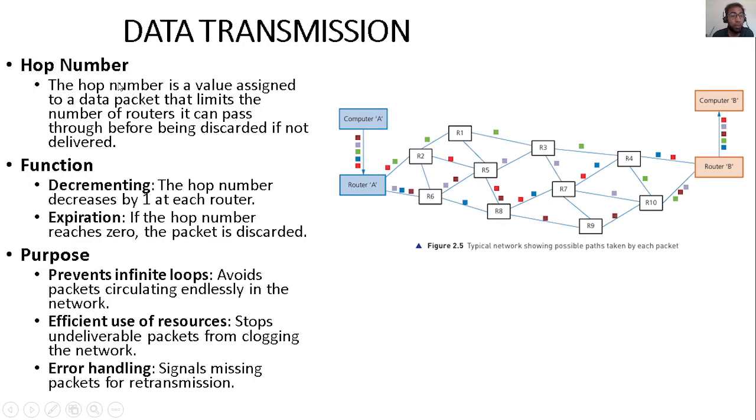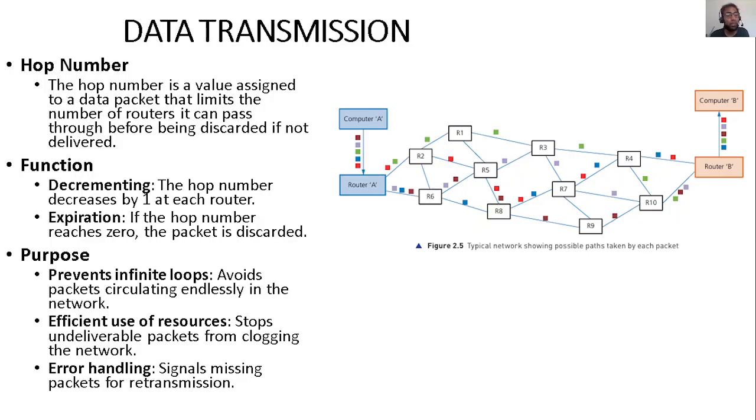Now, hop number is explained again in detail. The hop number is a value assigned to a data packet that limits the number of routers it can pass through before being discarded if not delivered. Basically, the hop number is usually bigger than the number of routers. So if it stays greater than 0, it means it has reached its destination. Once it reaches 0, it means it has to be requested again.